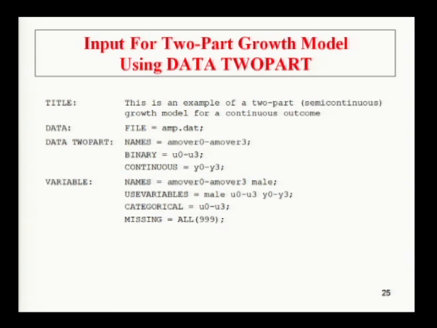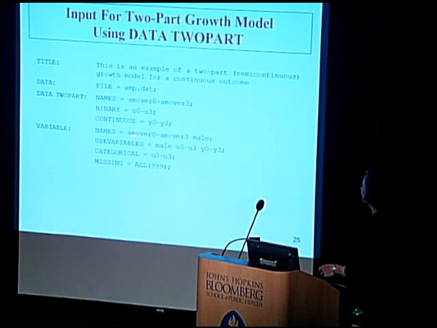And the names statement in the variable command is only the names of the variables in the data set amp.dat. So the newly formed variables u0 through u3 and y0 through y3 show up on the used variables list. In a way, data 2-part is like the define command, and these new variables have to appear after any of the older original variables.